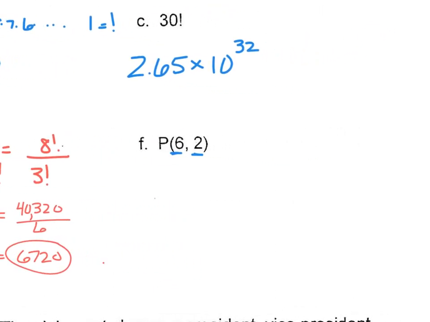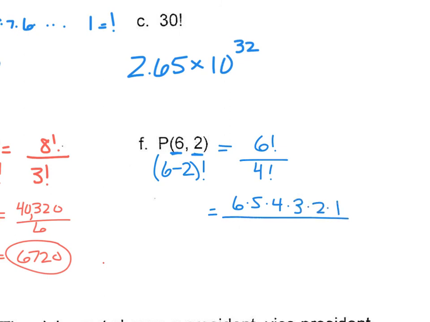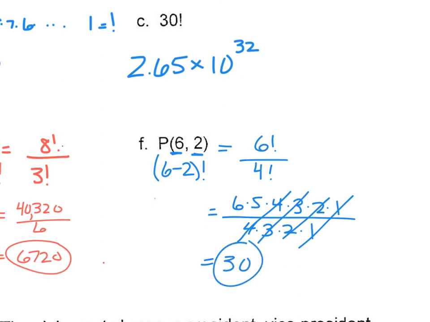We got one more. Just practicing permutations. We have 6 factorial over 6 minus 2, or 4 factorial. Here's another quick way to do these if you have to do them by hand. I think there are calculators under my desk, but if you go and ask for one, make sure you return it. They are not mine. But you can knock out your 4s, your 3s, your 2s, your 1s, and you're just left with 6 times 5. And that's pretty easy to do in your head. So that's just 30.